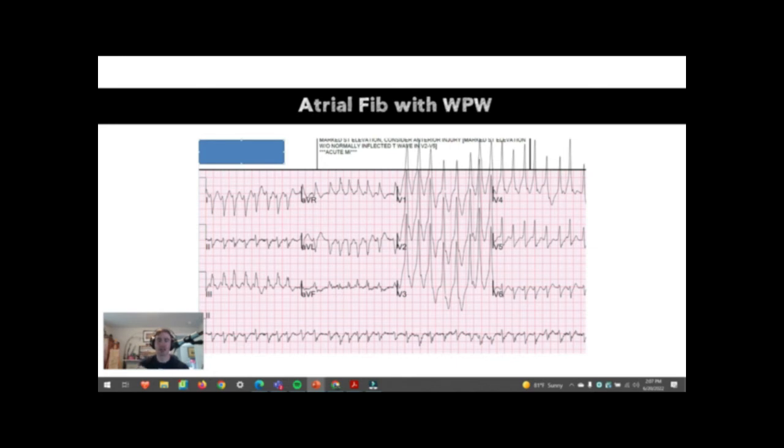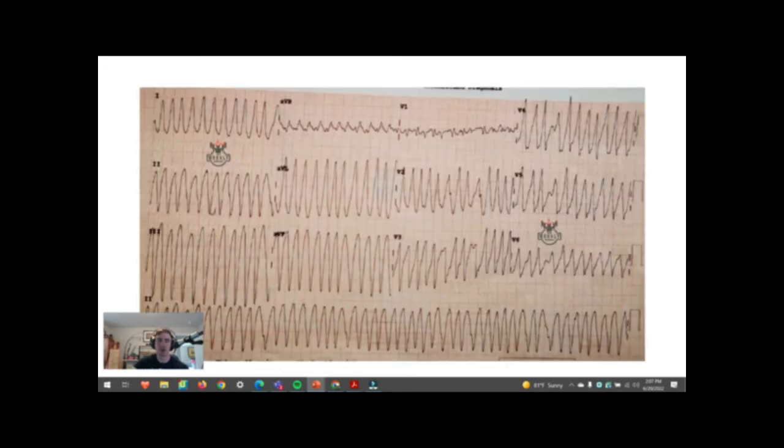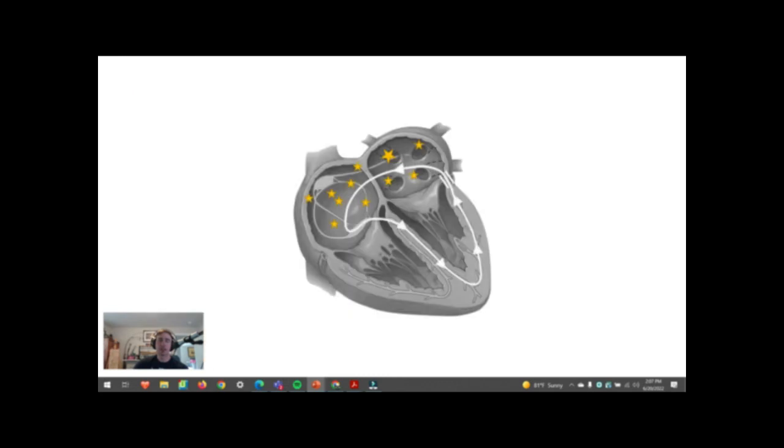Now, how do we treat this? Well, we place pads and prepare to cardiovert. This is also AFib with WPW. It is wide, very fast, very bizarre. Could this be polymorphic VT? Possibly.